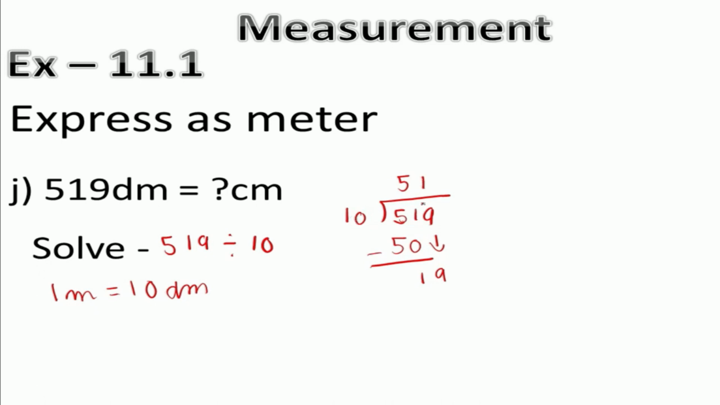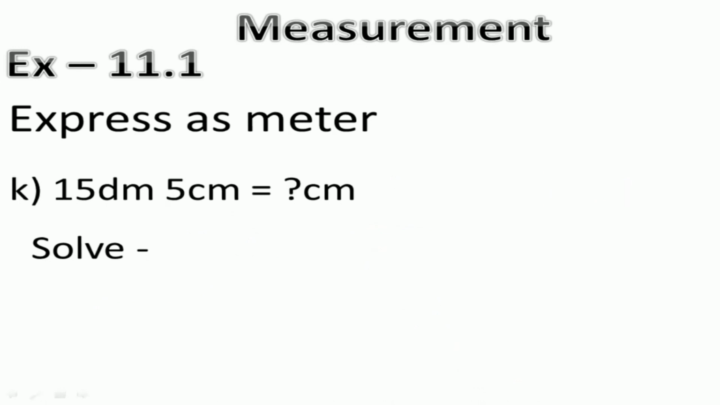10 into 1 equals 10. We subtract and we get 9 as remainder. We add a decimal and then 0. Then 10 into 9 equals 90. So our answer is 51.9 meters. Our next question is 15 decimeter and 5 centimeter.